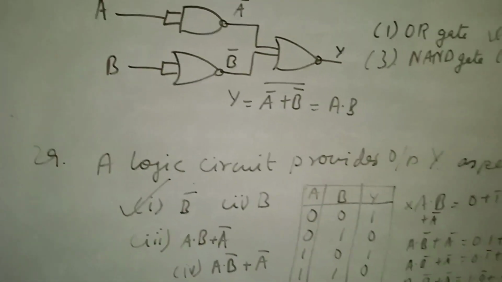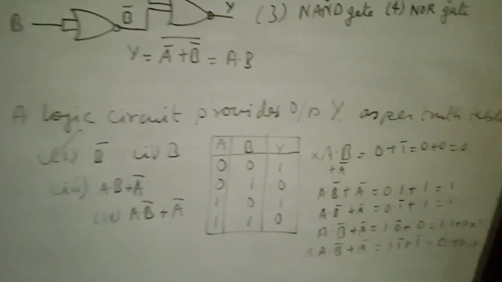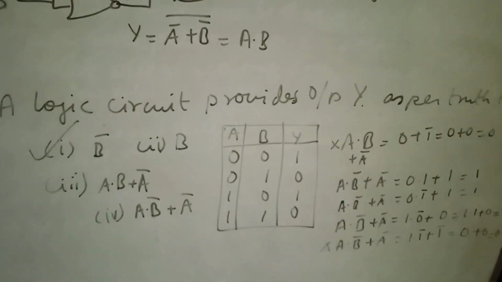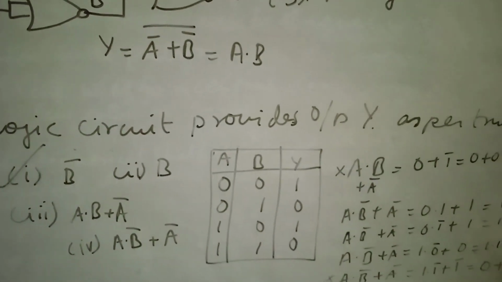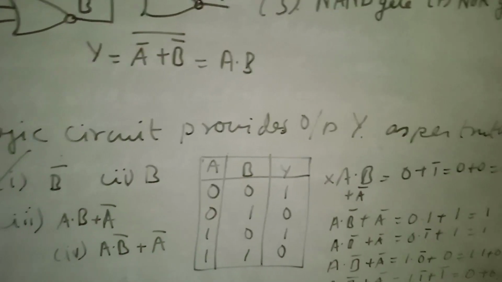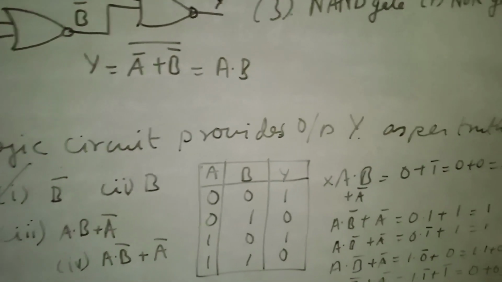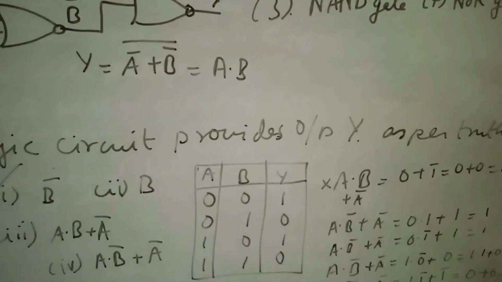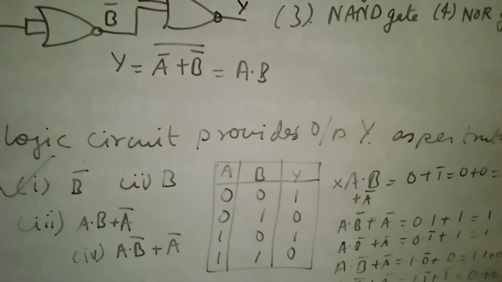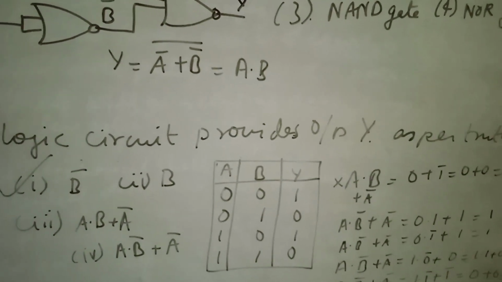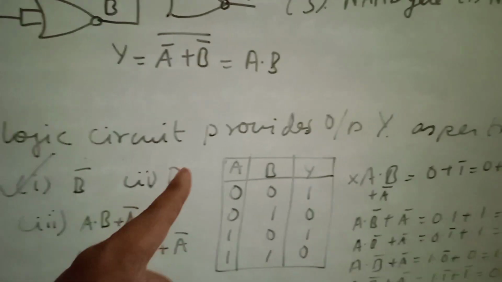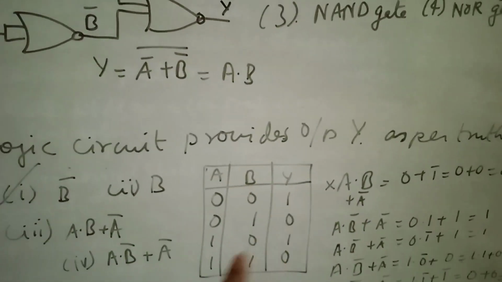Next comes 29. A logic circuit provides output Y as per the truth table. The truth table is given as A, B: 0 0, Y is 1; 0 1, output is 0; 1 0, output is 1; 1 1, output is 0. So we can clearly see B dash is coming: 0 bar is 1, 1 bar is 0, 0 bar is 1 and 1 bar is 0. So B dash is right. But if we take B, this option is not correct.